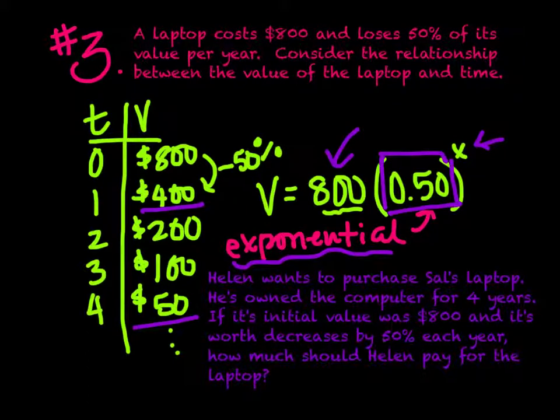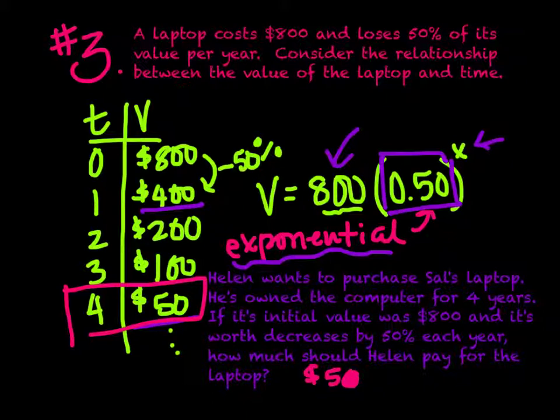And here's our problem. Helen wants to purchase Sal's laptop. He owned the computer for 4 years. If its initial value is $800 and its worth decreases by 50% each year, how much should Helen pay for the laptop? We've already done the math. At 4 years, she should just pay $50. So she is getting this laptop for a steal.